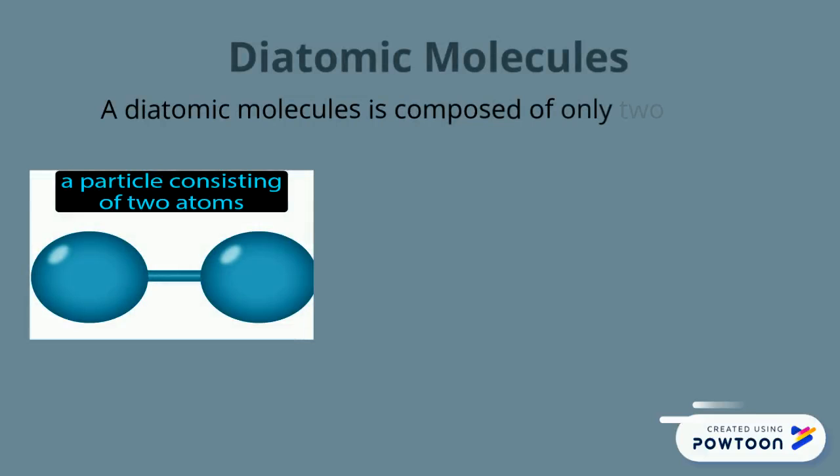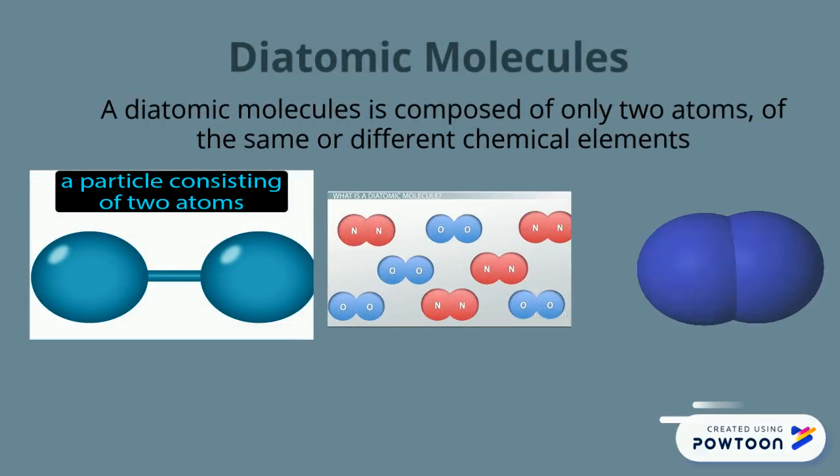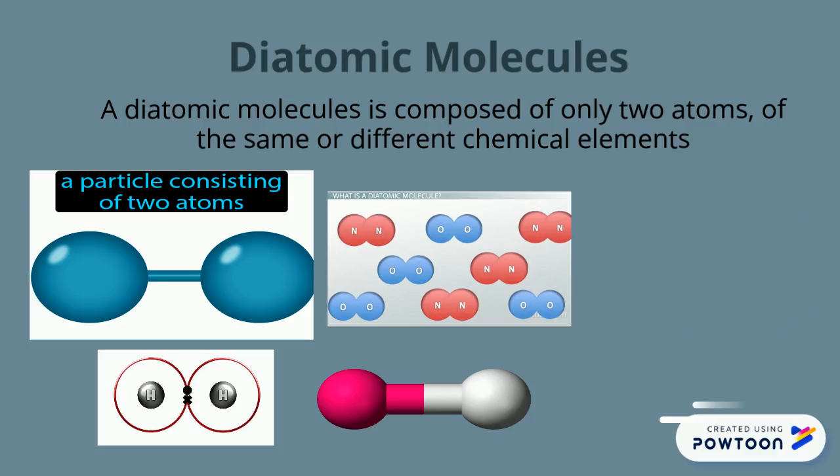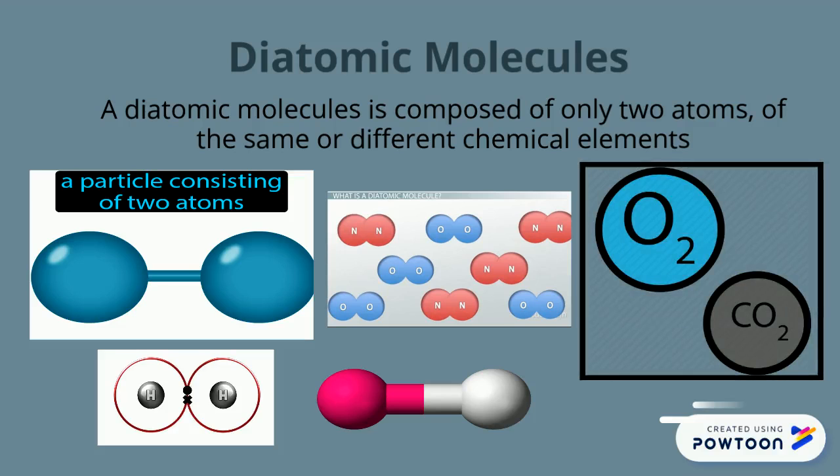A diatomic molecule is composed of only two atoms of the same or different chemical elements. Examples of diatomic molecules are carbon dioxide and oxygen.